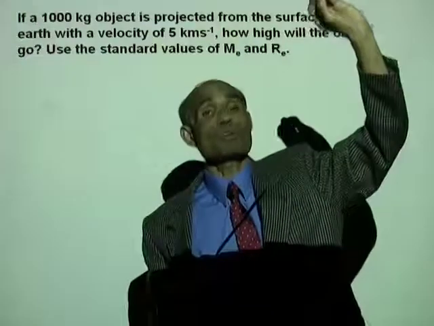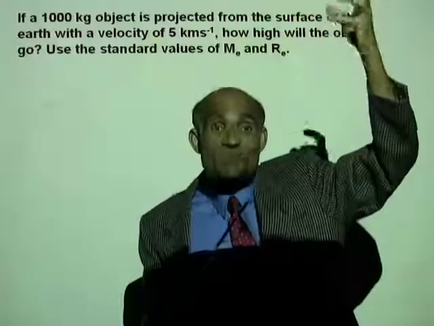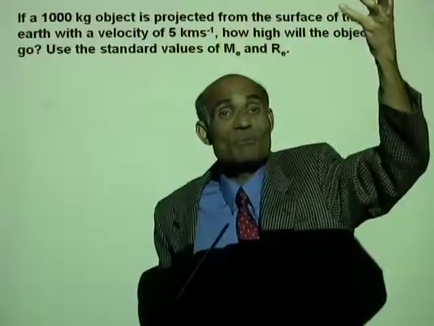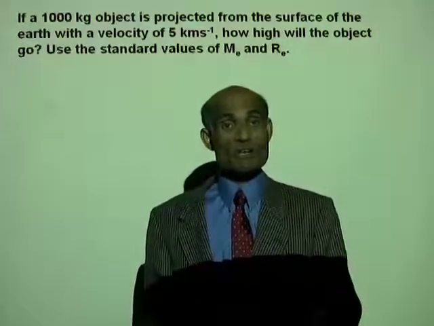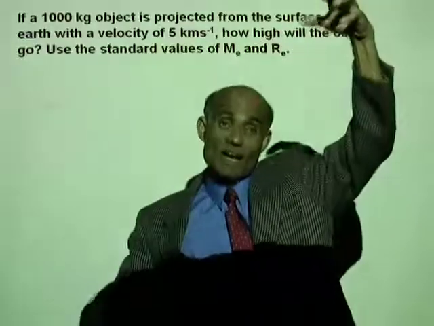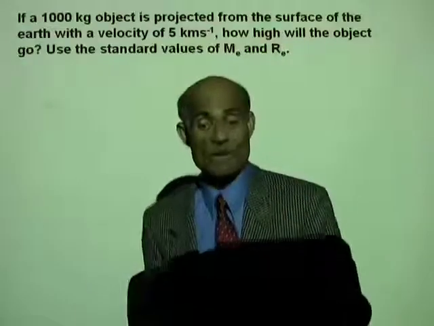When it reaches the highest point, its speed will be 0. So its kinetic energy will be 0. We will find the total energy on the surface of the Earth, the total energy at a height h, and use the conservation of energy to solve for h.